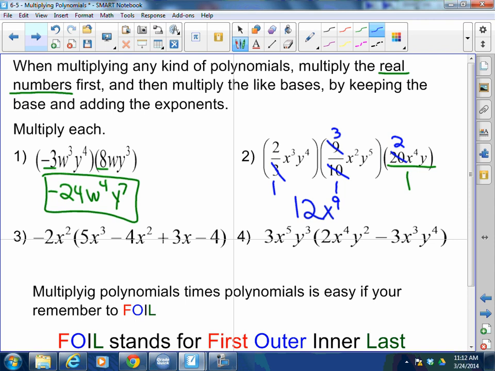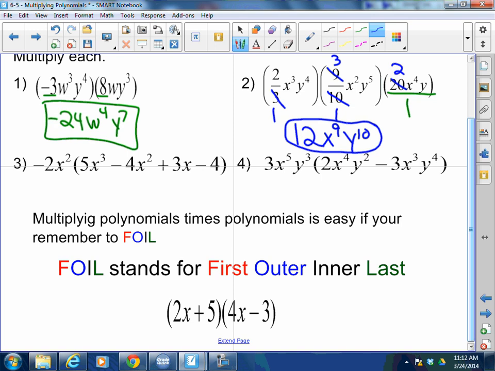So what are the y's now? What's the product of all those y's? Y to the 10th. Boom, done. Excellent. Thank you. Now, we're going to use the same process, same properties, but we're going to distribute. So what is negative 2x to the 2nd times 5x cubed? Negative 10 x to the 5th.